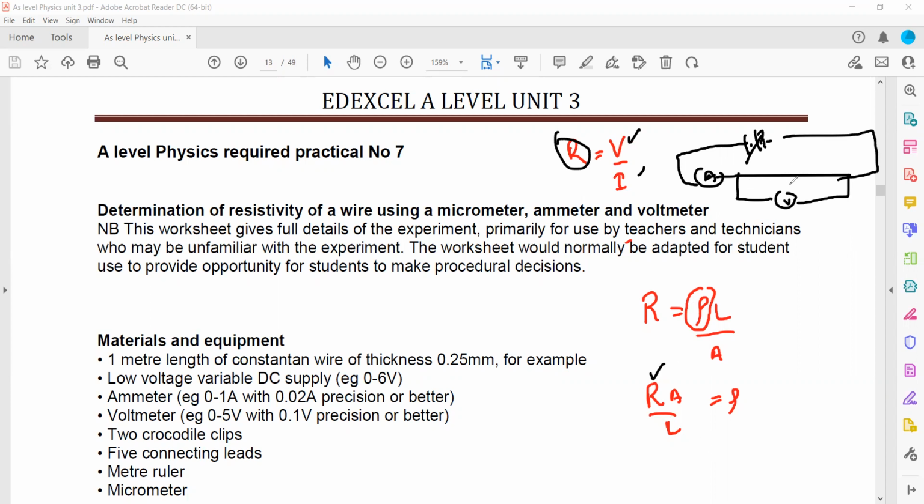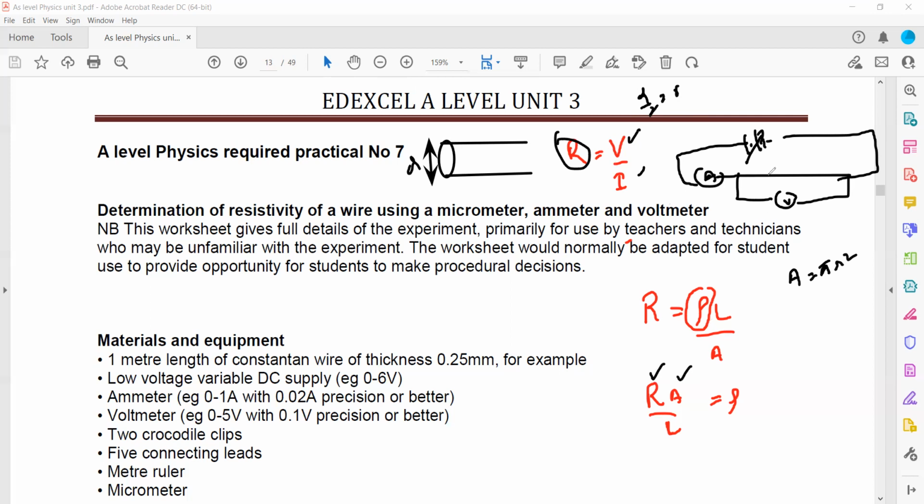How to get the area of the wire? The area of cross section of the wire, A equals pi r square. Same way for a wire, first we determine its diameter. Using a micrometer, we determine the diameter of the wire, and from the diameter we get the radius, because half of the diameter is the radius. Using the radius, A equals pi r square, we get the area.